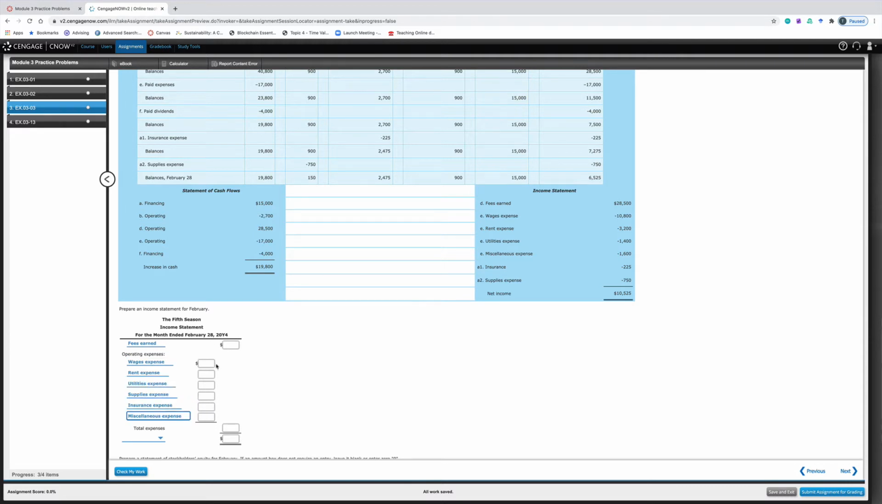So here we are. Our fees earned were $28,500. Our wages were $10,800. Rent was $3,200. Utilities was $1,400.